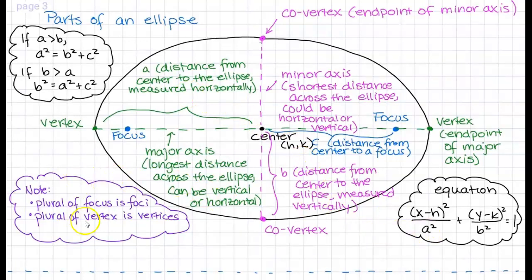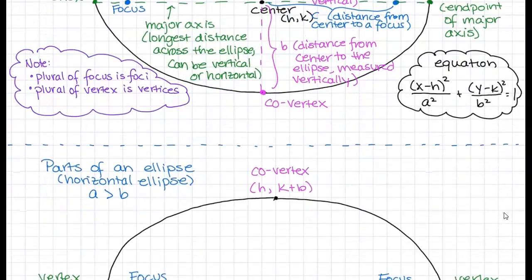And then just a little note here too about vocabulary. So we have one focus, but if you have more than one focus, we call them foci. If you have more than one vertex, we call them vertices. And then if we shift the whole thing h units horizontally and k units vertically, there's that x minus h, y minus k that we see all the time. So this is a good reference if you want the vocabulary.